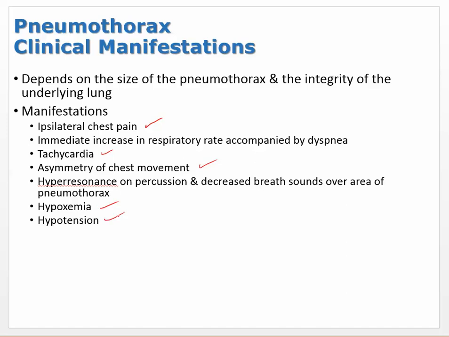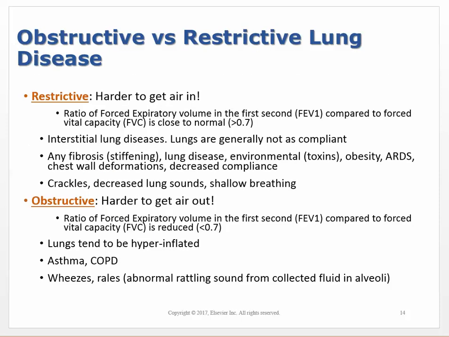Hypoxemia, hypotension. Well, your heart could be having a more difficult time beating. Okay, so that could be affected, which could cause the hypotension. But the hypoxemia just kind of makes sense. You've kind of messed with the integrity of your lung all the way around, and so that's going to reduce the amount of oxygen that you can get into your system.